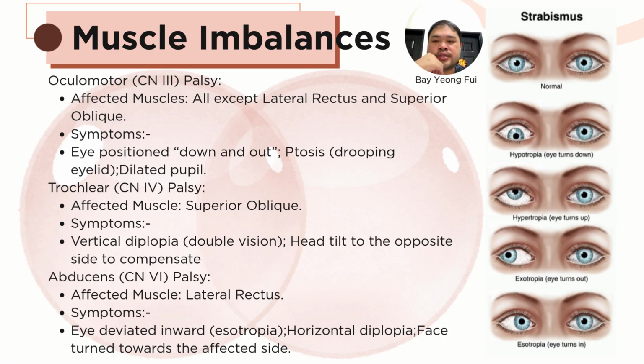In CN4 palsy, only the superior oblique muscle is affected. Symptoms include vertical diplopia, meaning patients see double vision, one above the other. Patients often tilt their head to the opposite side to reduce double vision. In CN6 palsy, the affected muscle is the lateral rectus muscle. The affected eye turns inward. Horizontal double vision occurs, especially when trying to look toward the affected side.